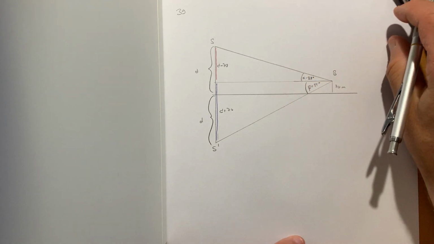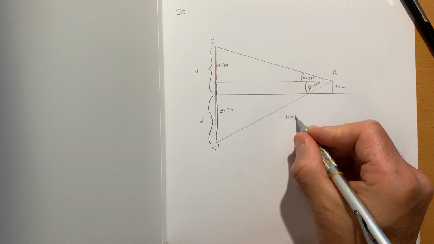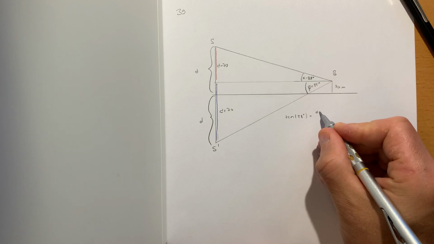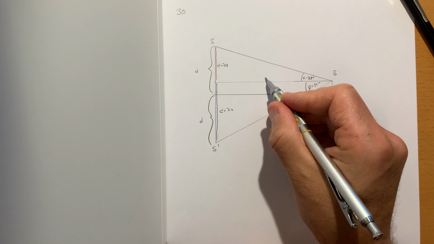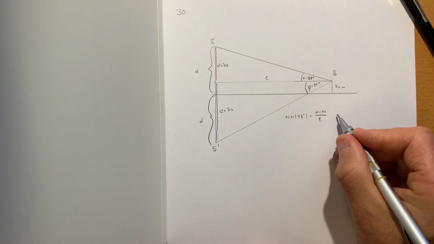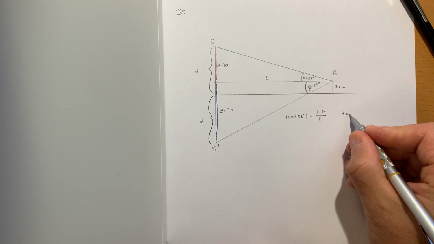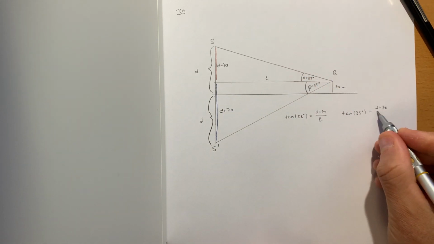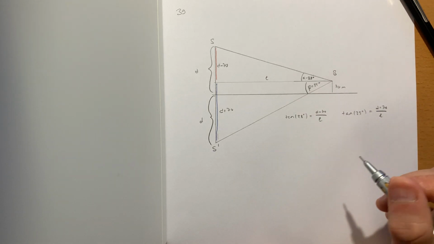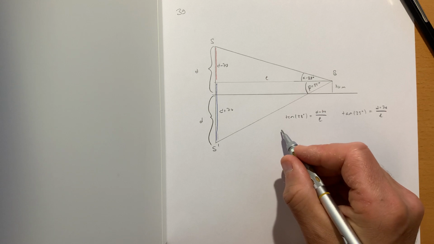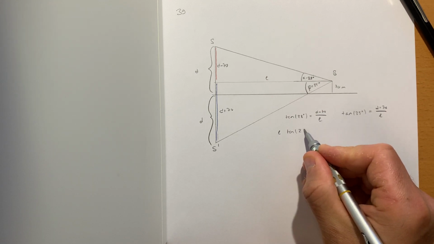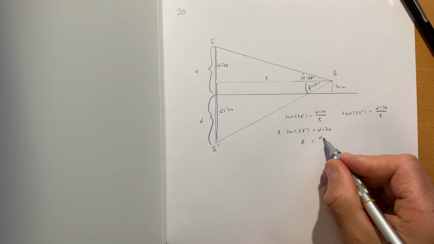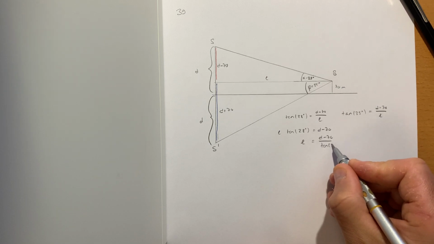So now we're going to set it up like this. We're going to say tangent 28 degrees is opposite D minus 70 over adjacent, well, this is the adjacent, L. And for the other one, you're going to do the same thing. Tangent 35 degrees here is D plus 70, opposite over the same adjacent, L. So now let's isolate L. So L tangent 28 degrees is D minus 70. So L is going to be D minus 70 over tangent 28.